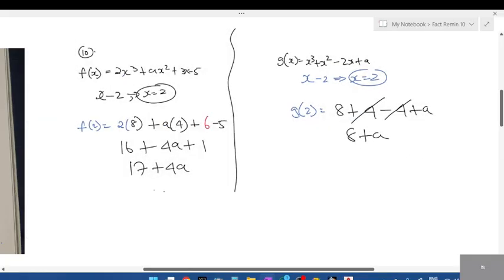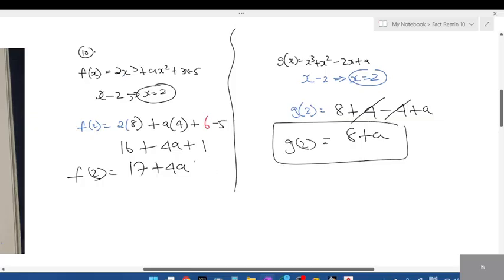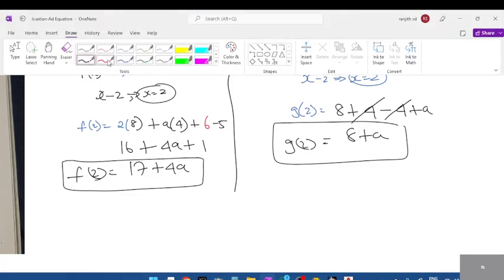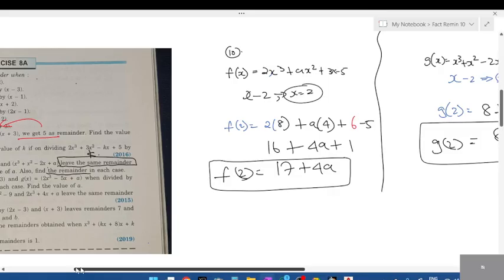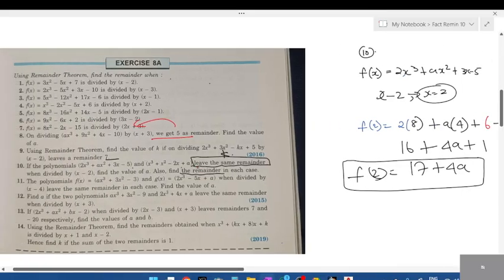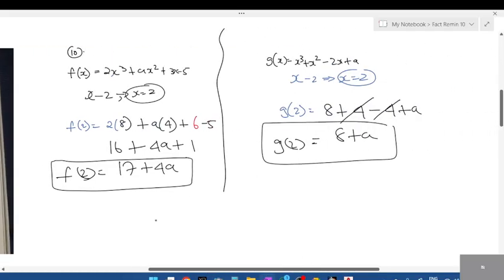Now, for both the equations, the remainder is different, students. Look here. F of 2, g of 2. For both these polynomials, remainders are not constants. It's a variable. Remainders are variable. And what have they given here? Both the equations will leave the same remainder. What do you mean by that, students?